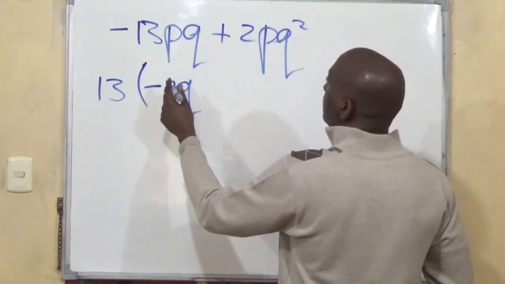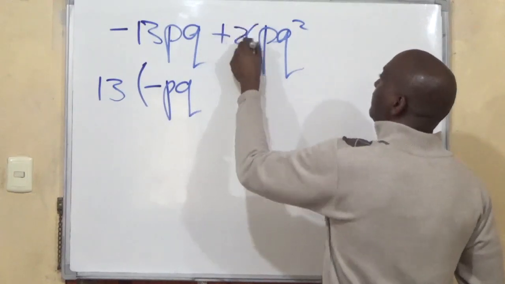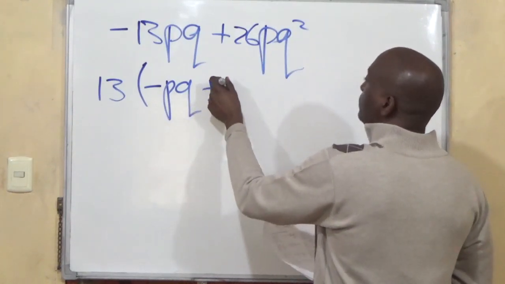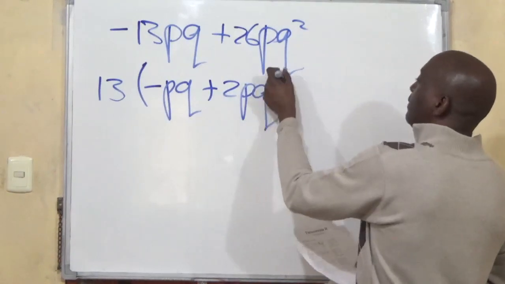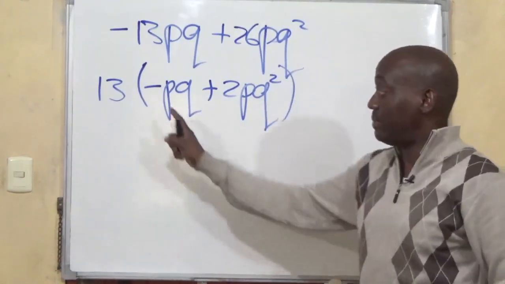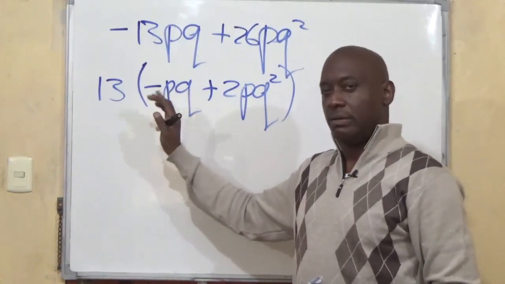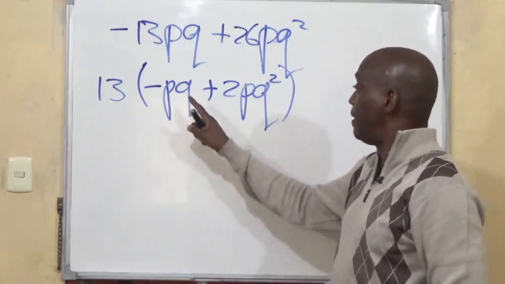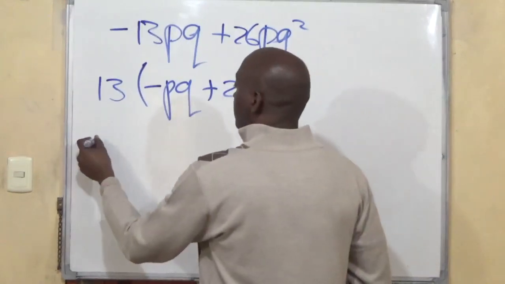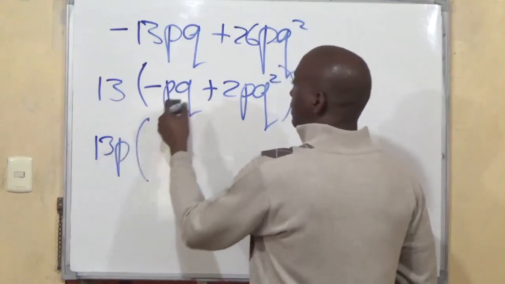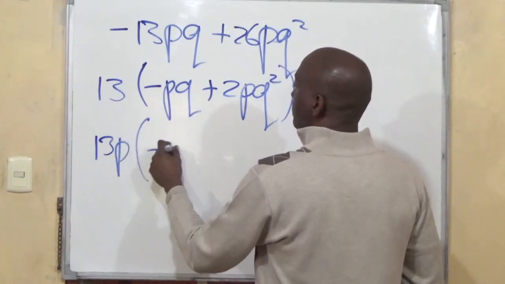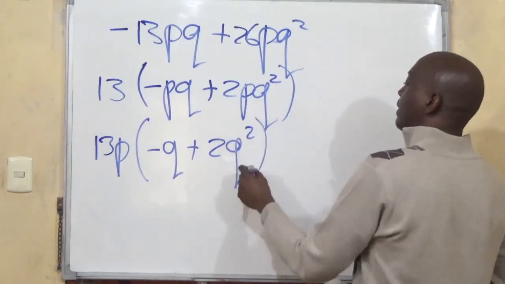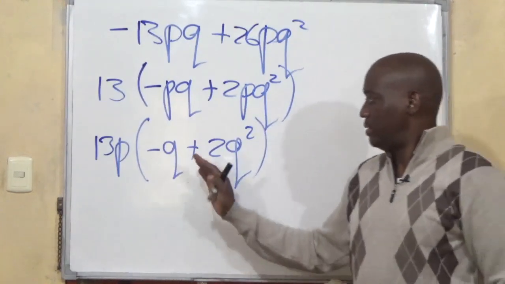26, sorry, I wrote the wrong thing there. So 13 into 26 is 2pq squared. So same procedure, the difference is that we have a minus sign here. We know that at some point that will complicate things, but let me proceed. We're still looking for letters now because we finished with the numbers. P here and P here. So you're saying 13p into, make sure you do your division, p into minus pq is minus q plus 2q squared. Nice.